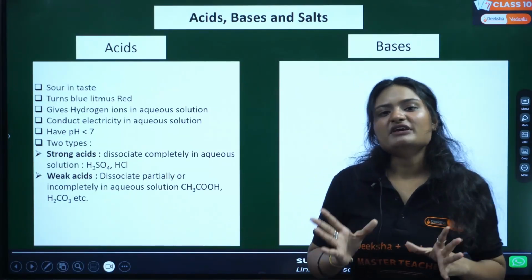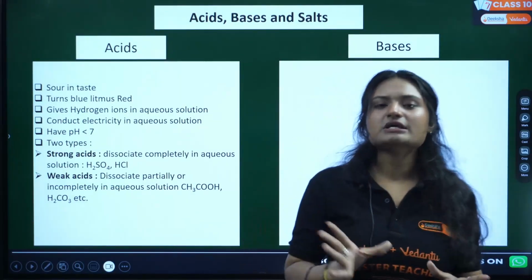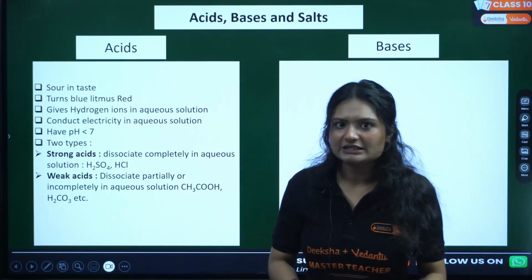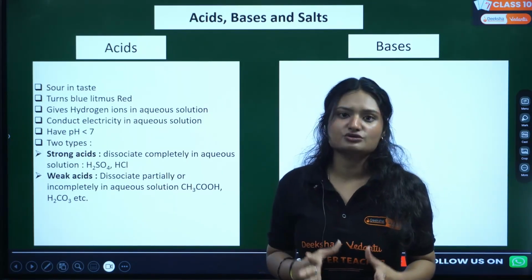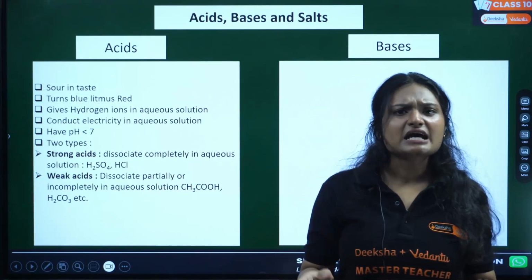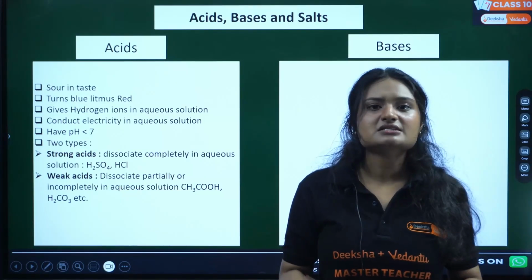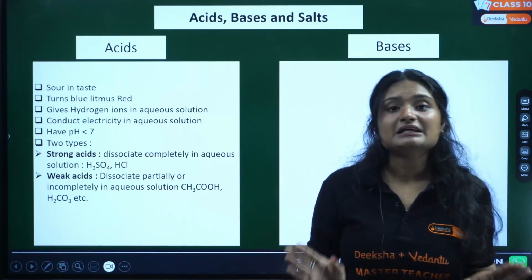Now, what about weak acids? Weak acids are those acids which dissociate partially or incompletely in aqueous solution. For example, acetic acid and carbonic acid are weak acids. They do not dissociate completely in aqueous solution.